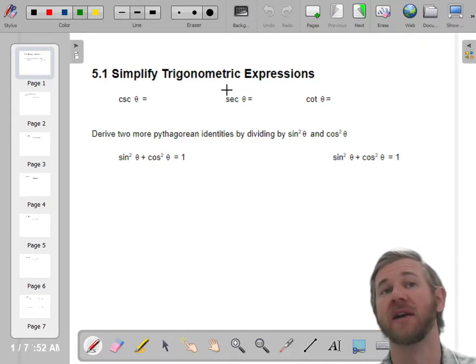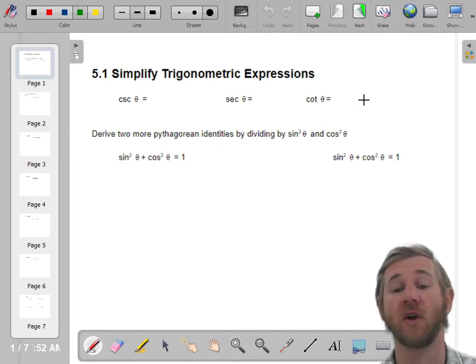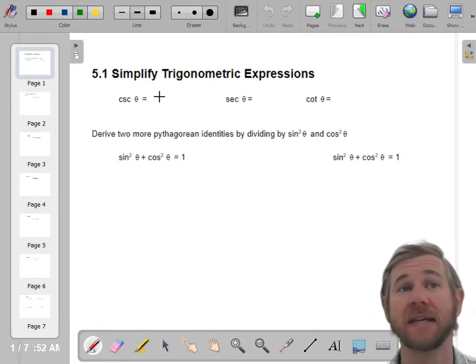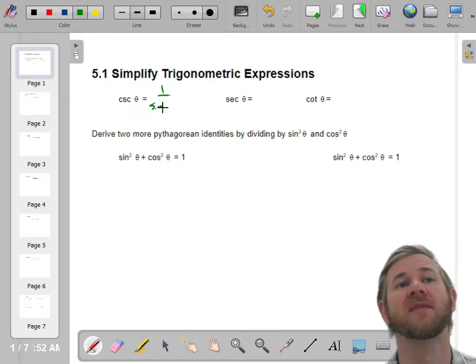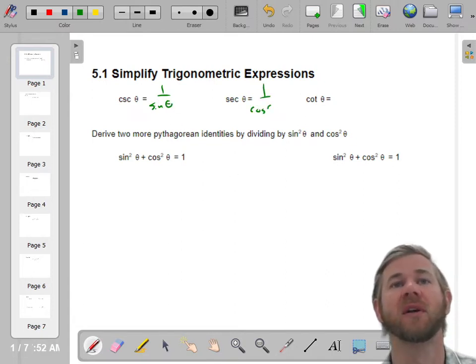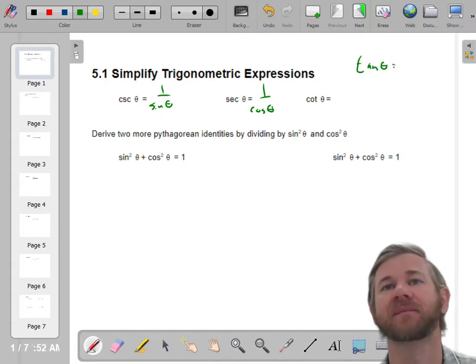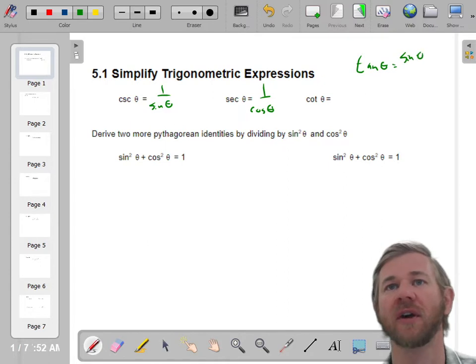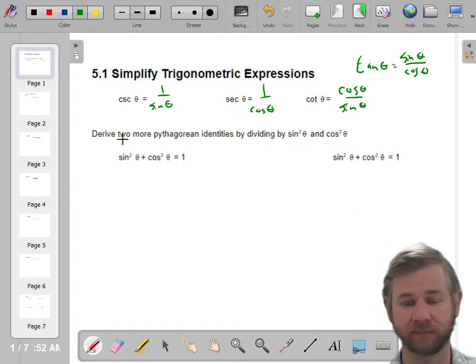cosine, we're going to convert it into sine and cosine. So we think of cosecant. Cosecant is the reciprocal of sine, so that's 1 over the sine of theta. Secant is the reciprocal of cosine. And tangent of theta is sine over cosine, if you think about it in terms of y over x, which means cotangent is the cosine over the sine of theta.